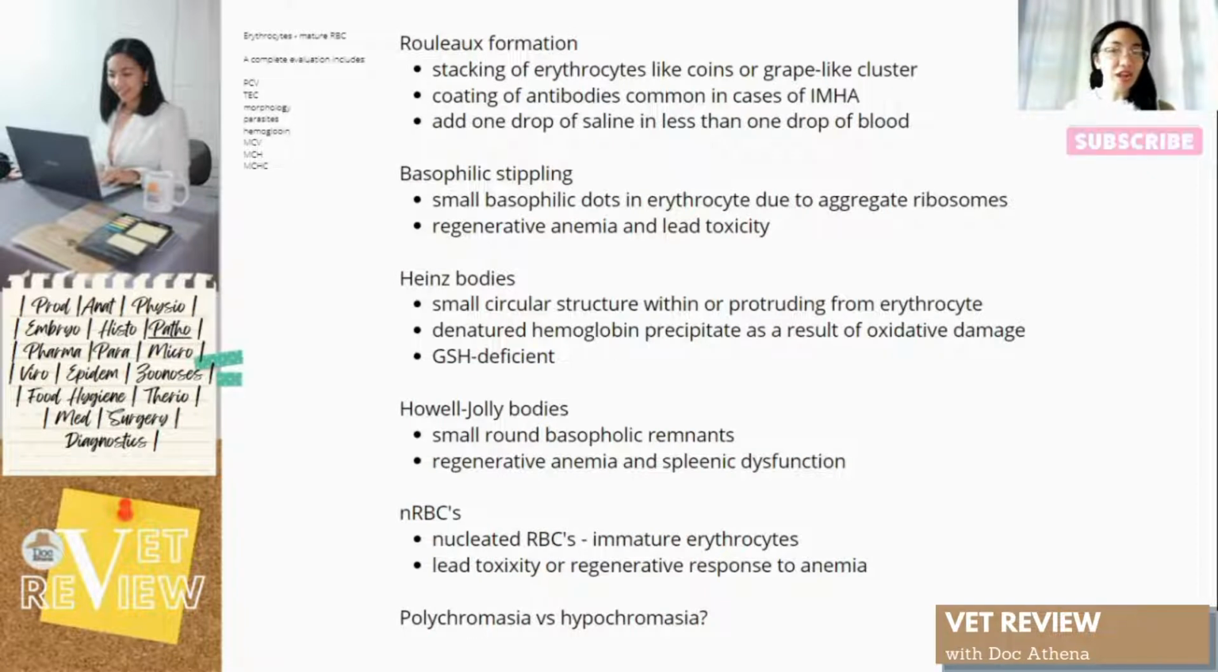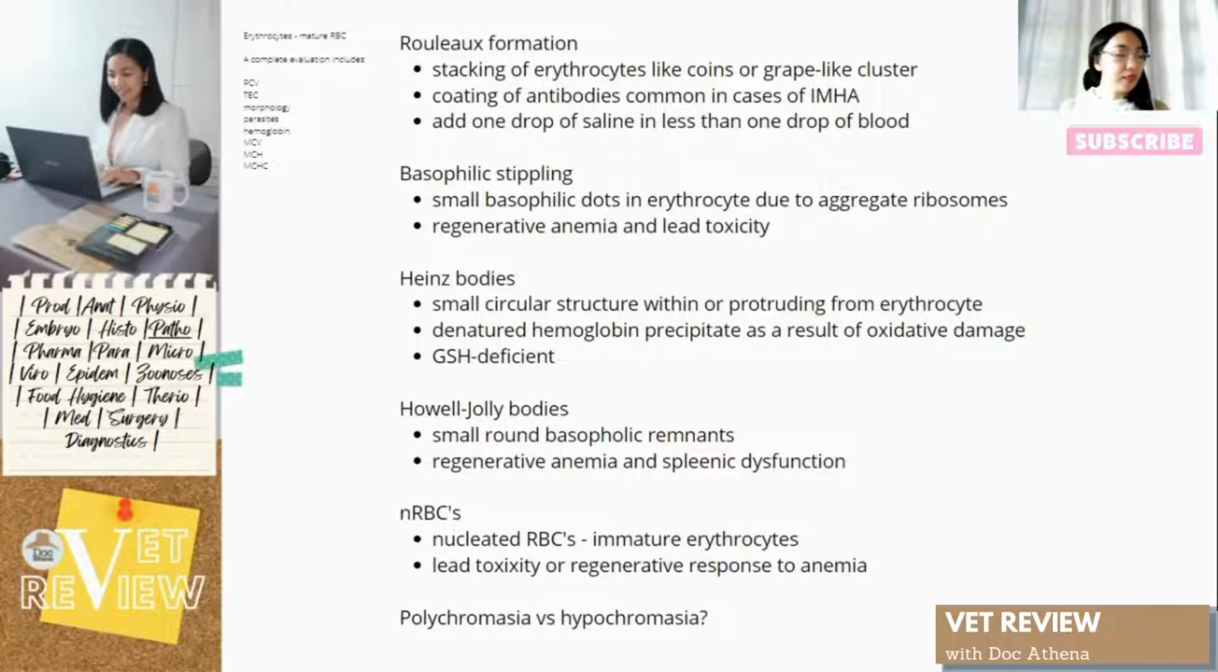Next is the NRBCs, or nucleated red blood cells. And these are actually immature erythrocytes. All right. These NRBCs usually show up when there is lead toxicity or a regenerative response to anemia.